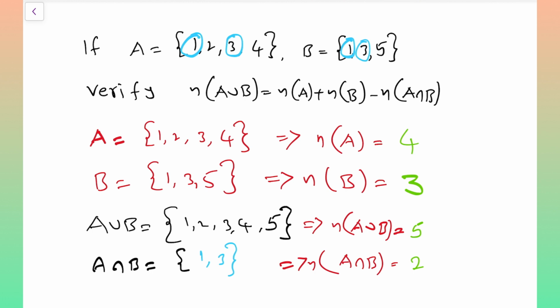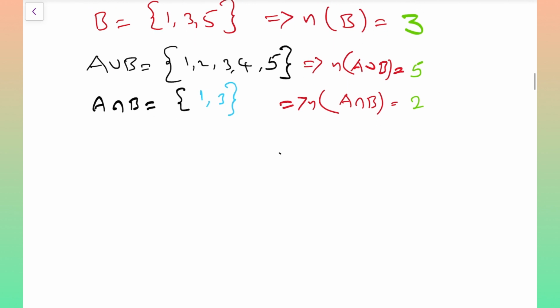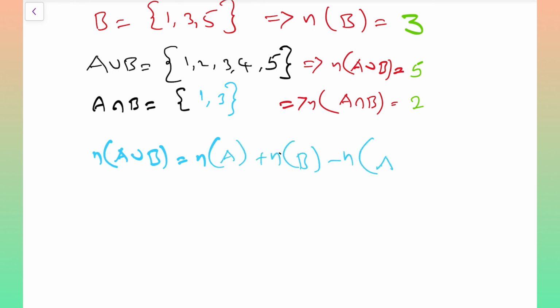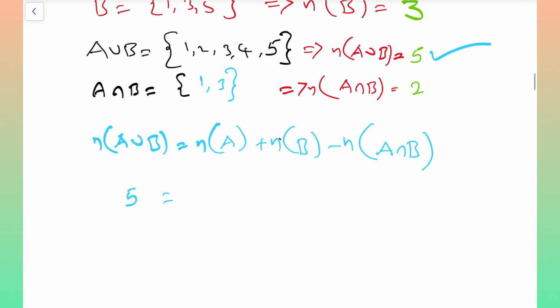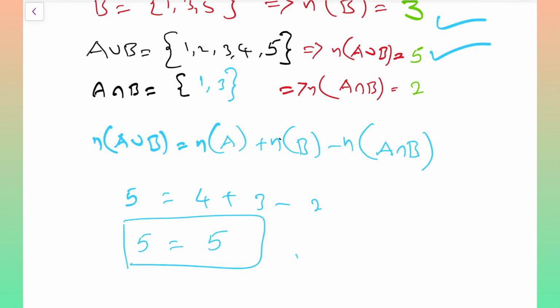Now let us substitute this total in the formula. The formula we have is n of A union B is equal to n of A plus n of B minus n of A intersection B. So what is the value of n of A union B? That is 5 is equal to n of A 4 plus n of B 3 minus n of A intersection B 2. So 5 is equal to 4 plus 3, 7, 7 minus 2, 5. So 5 is equal to 5.